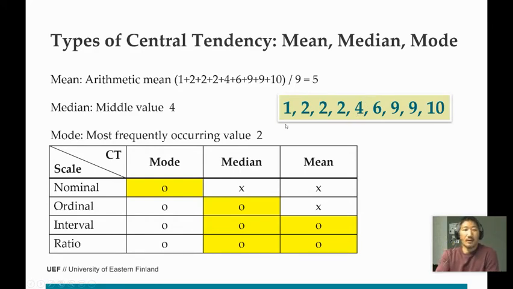And the last central tendency is the mode, which means the most frequently occurring value. And here again, the 9 values. And you can see that 2 is the value that most frequently occurs in this data set. So in this case, the mode becomes 2.